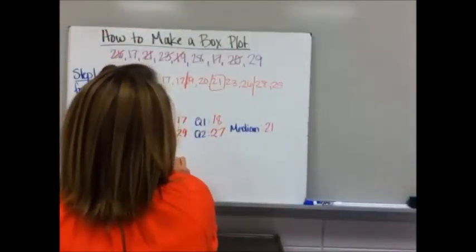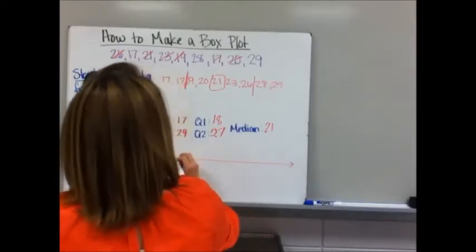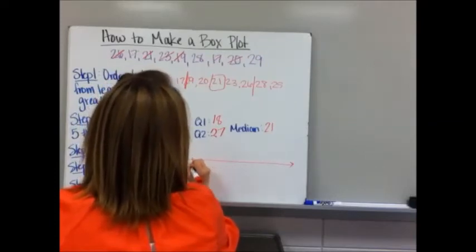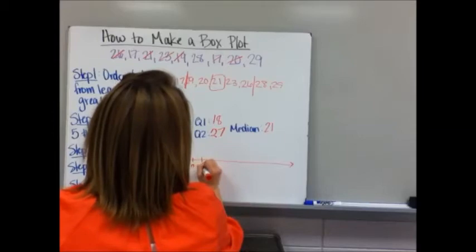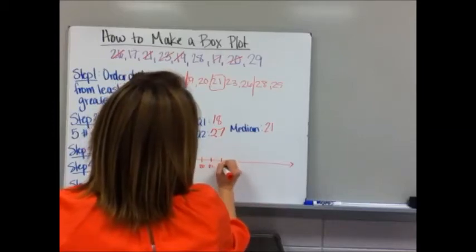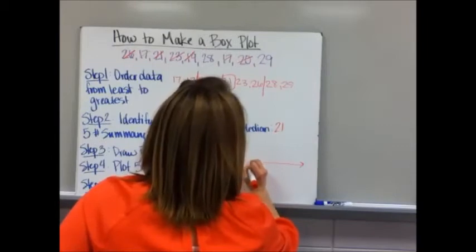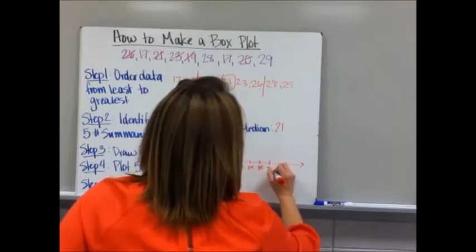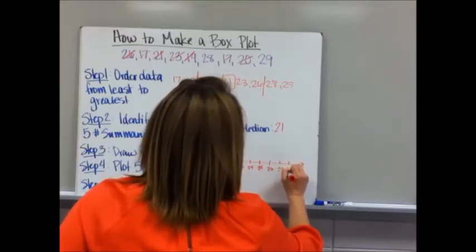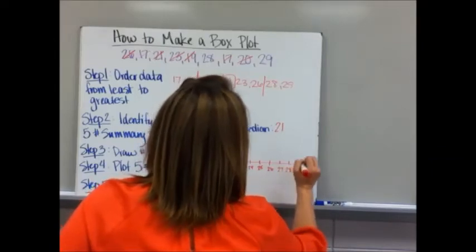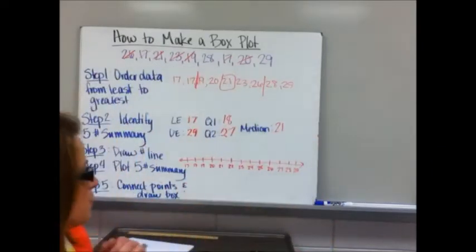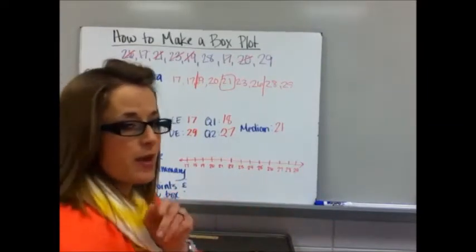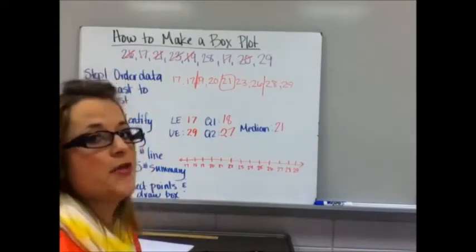I'm going to draw my number line. So I'm going to count that this one is 17, 18, 19, 20, 21, 22, 23, 24, 25, 26, 27, 28, 29. Now, when you're deciding about your number line, you may want to think about possibly going by 2s or by 5s or by 10s, whatever's going to make an appropriate scale. So that's step 3, draw the number line.